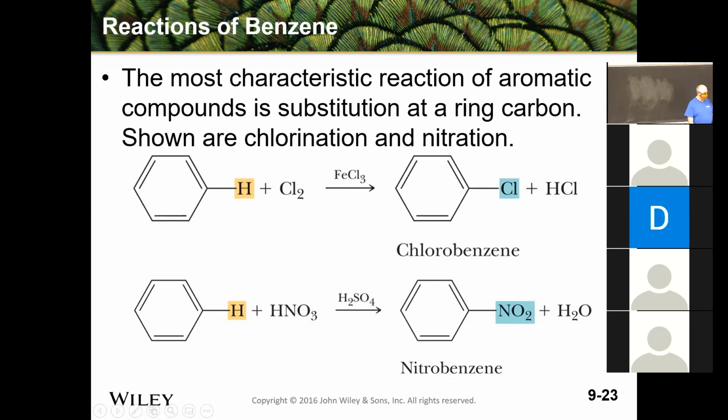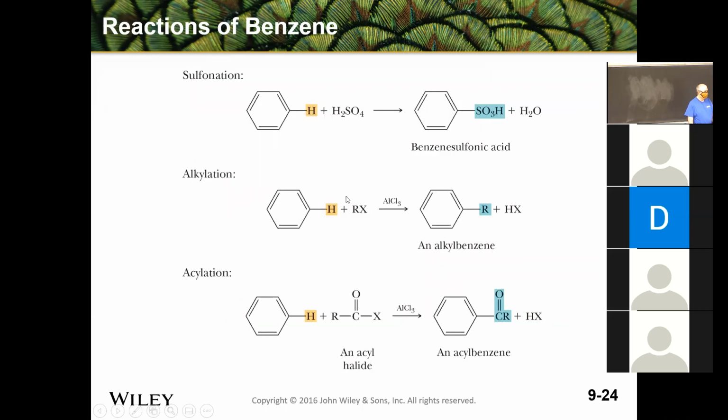So here we have nitration, and we use a combination of concentrated nitric and sulfuric acids. And the end result is we get nitrobenzene, NO2. Water is a byproduct. All right, here are some more substitution reactions. This one is called sulfonation, where we make a sulfonic acid, SO3H.